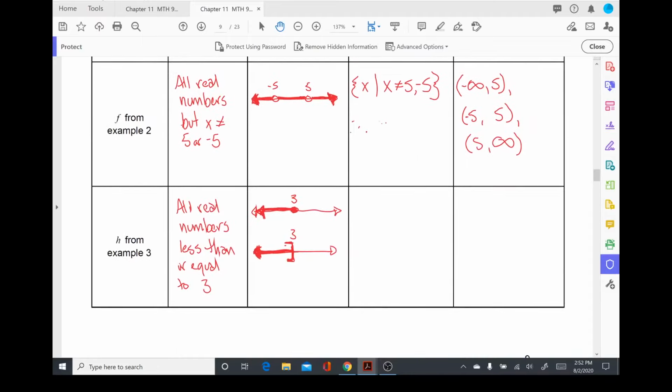This last one down here, we have the set of x's such that x is smaller than or equal to 3. With this one, we would start with our smallest number, which is -infinity, because it could go on forever in the negative direction, and it stops at 3, and it can include 3. Had that been an open circle, we would have used the rounded parenthesis like we did above.